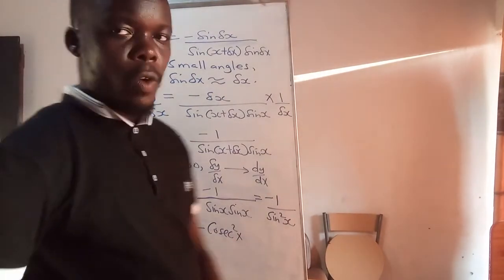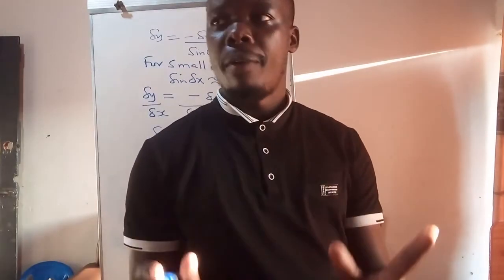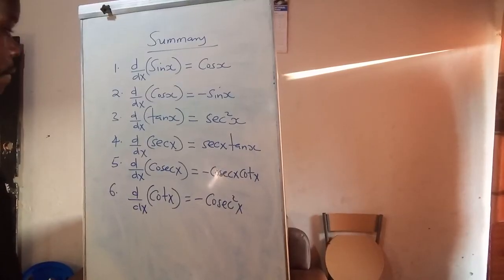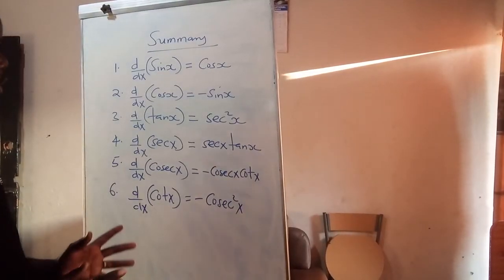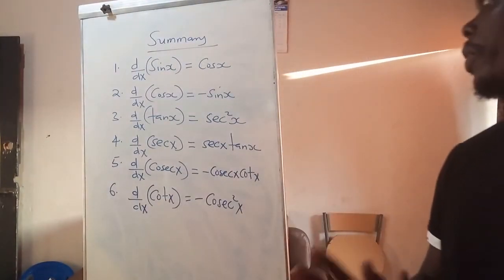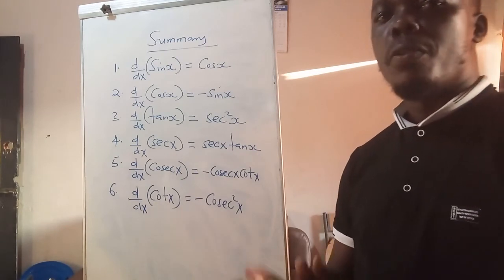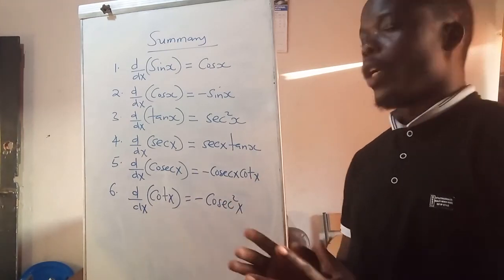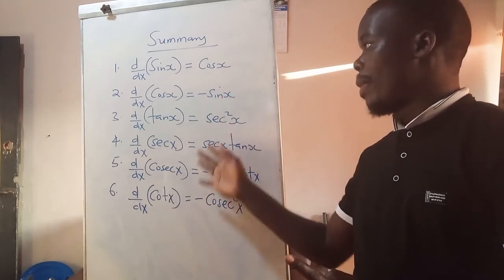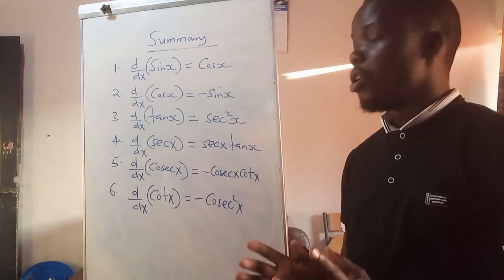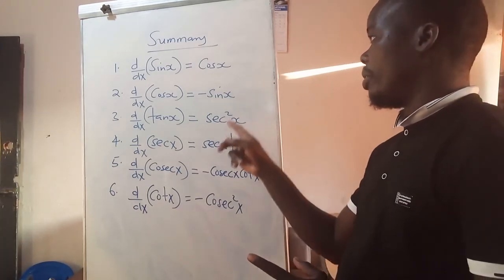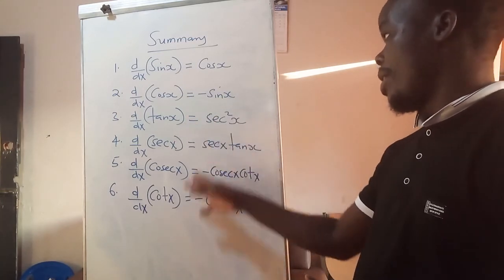Now from this level, what I only have for you is the summary of all the 6 trigonometrical functions. So this is going to be our summary for the derivatives of all the 6 trigonometrical functions. Please make sure you make them part of you. Make sure they are at your fingertips, because as we proceed with the differentiation, we shall keep applying this directly. So you have to know by heart that the derivative of sine is cos, derivative of cos is negative sine, and many others.